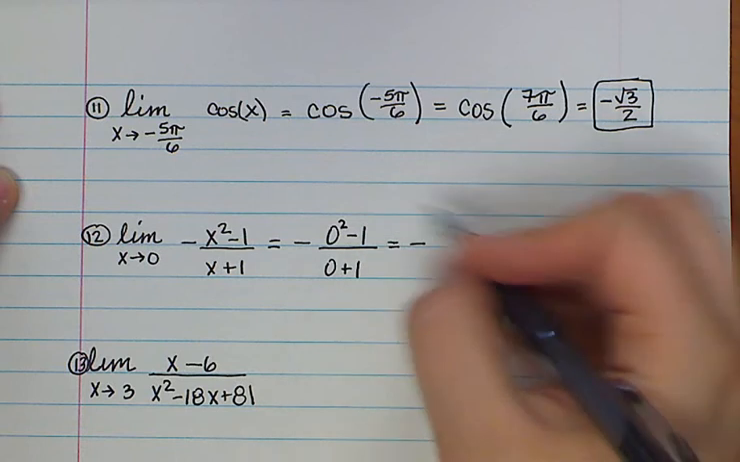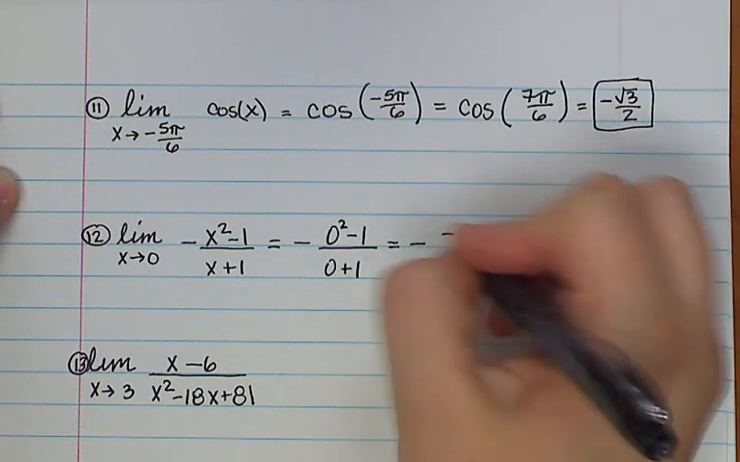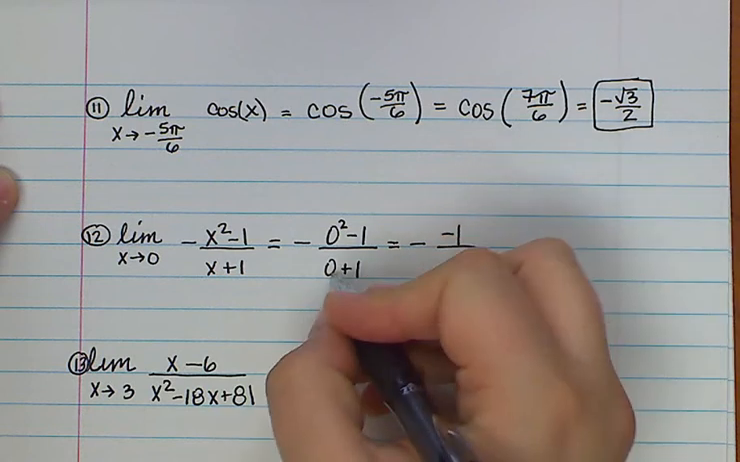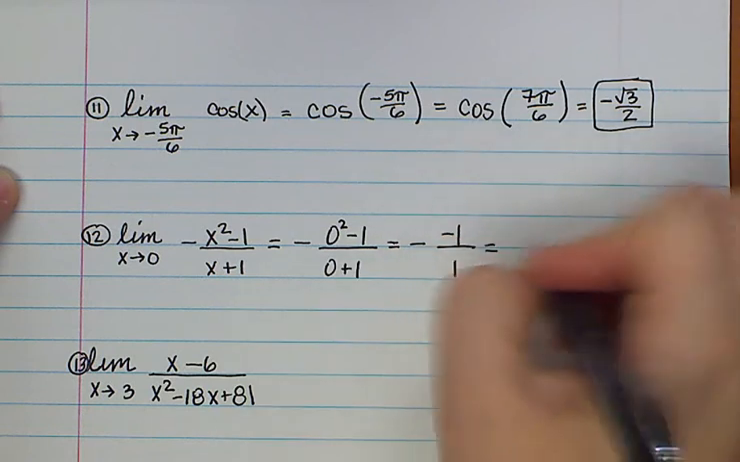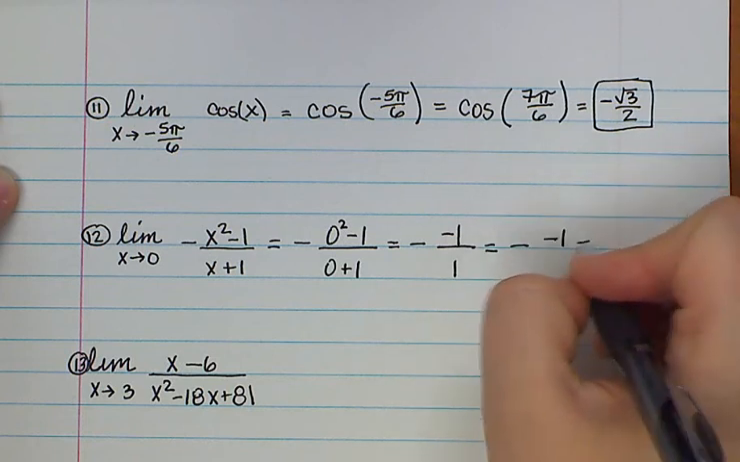0 squared is 0. 0 minus 1 is negative 1. 0 plus 1 is 1. So now I have negative of negative 1. Two negatives will make that a positive 1.